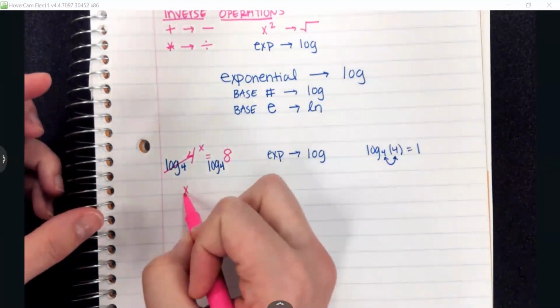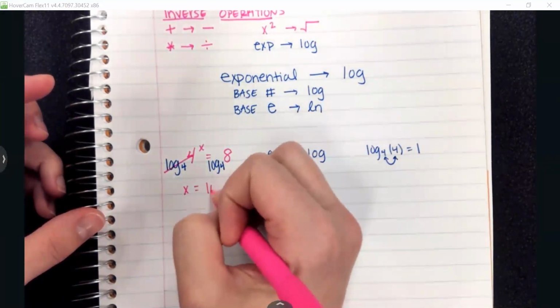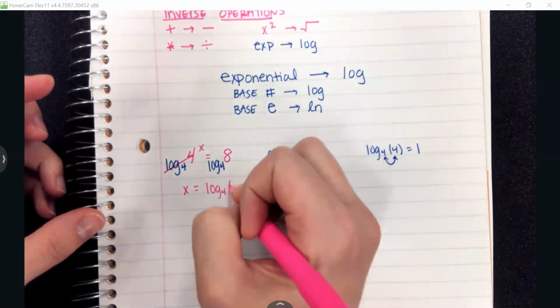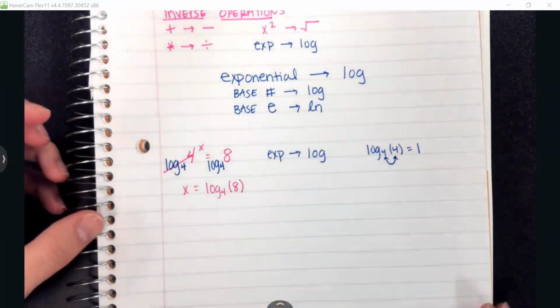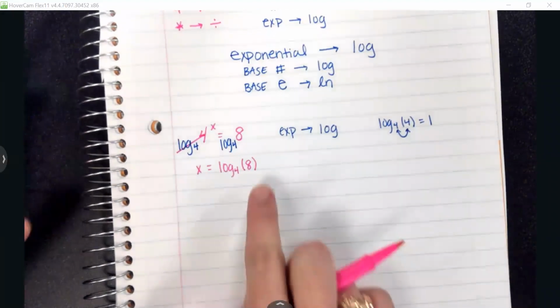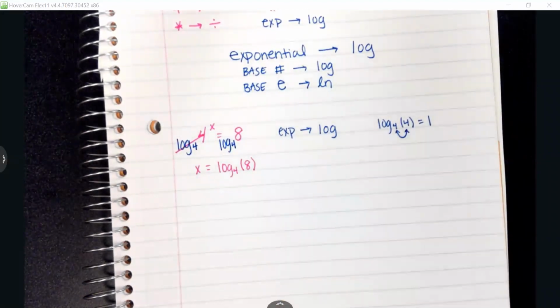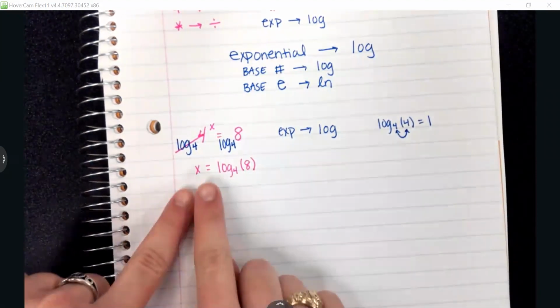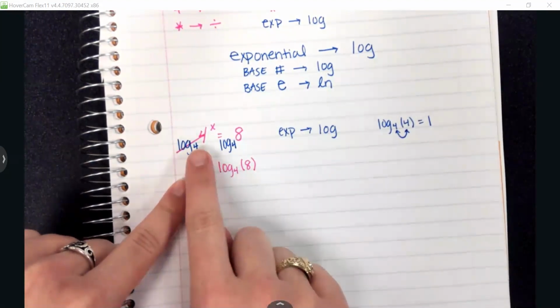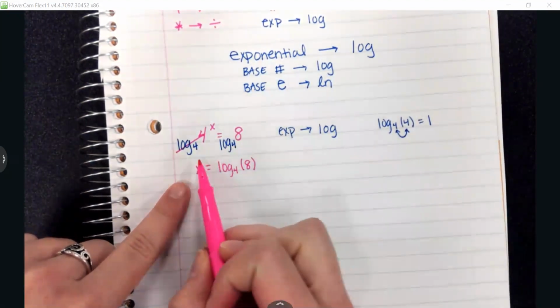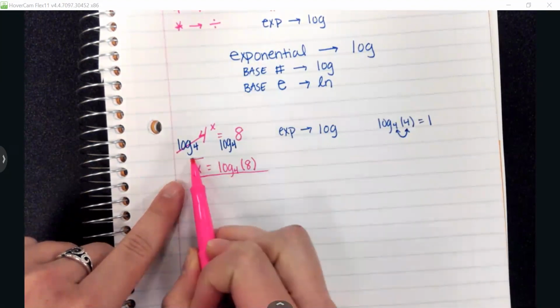So I have x equals log base 4 of 8. I'm going to put it in parentheses because in just a minute on the next problem, you're going to want parentheses, okay? My x is all by itself, and I went from exponential to a log, so this will be my final answer.